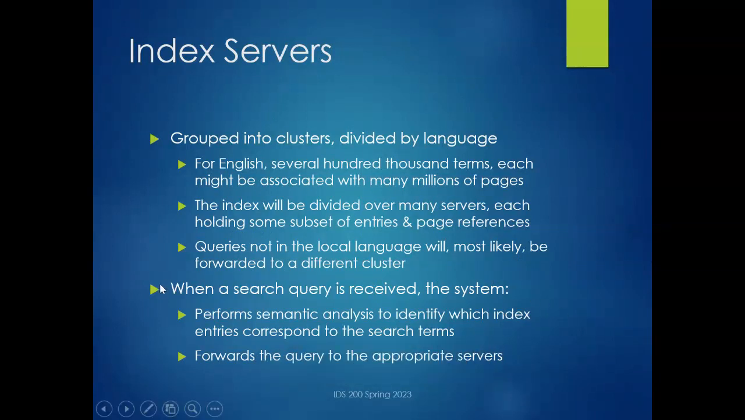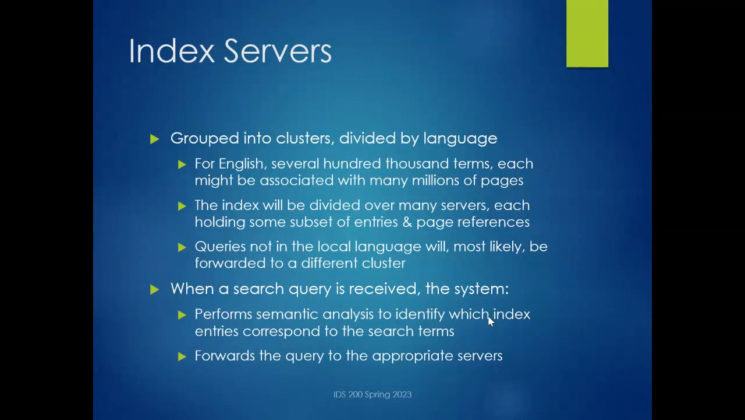Anyway, so when Google gets a search query, the system first has to perform some semantic analysis to figure out which index entries correspond to search terms. So if you enter the terms 17th century astronomers, even though you haven't entered the term Galileo, Google's going to recognize, oh, 17th century astronomers. Here are some names that belong to that set, including Galileo. We can pull that, right?